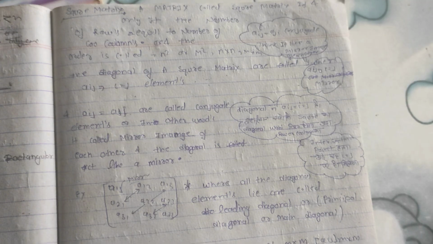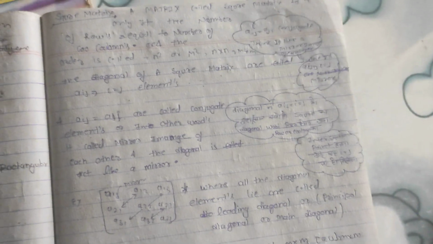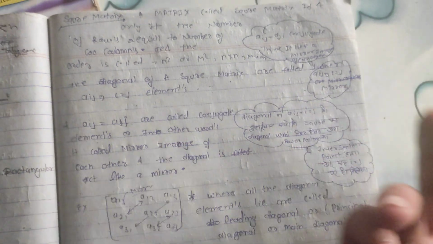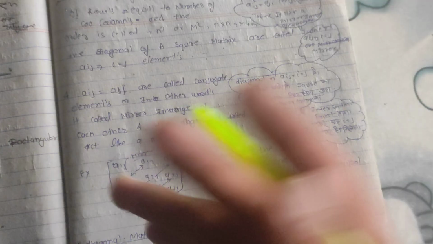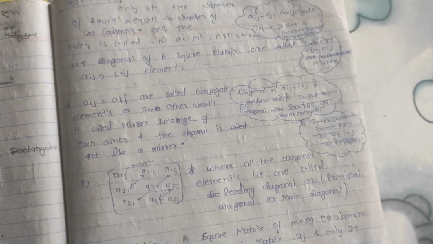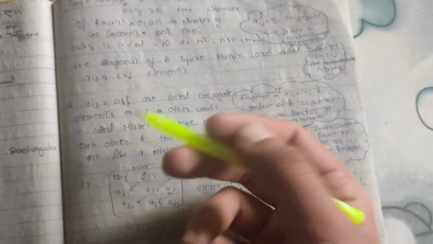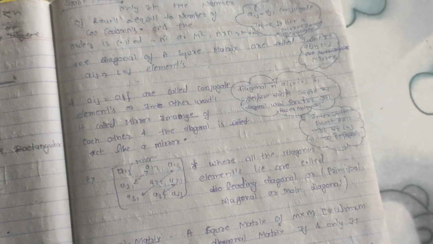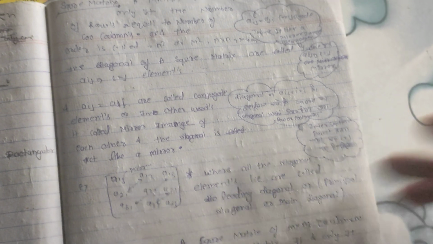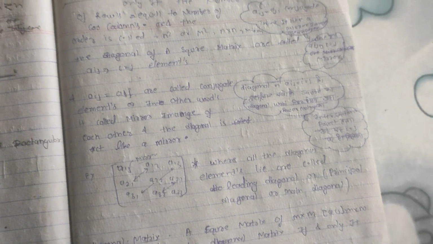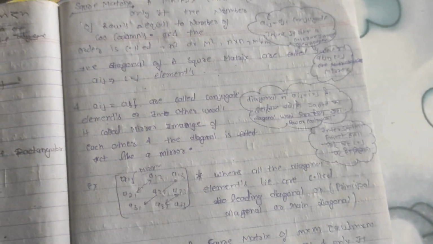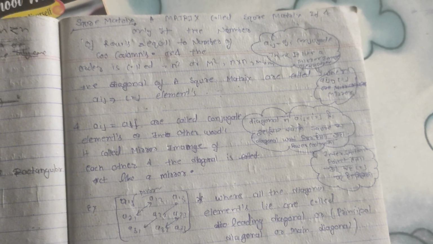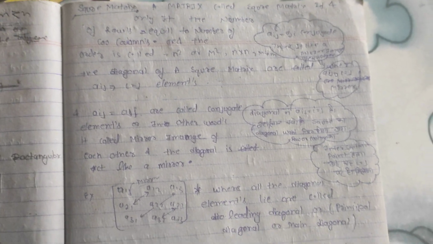Let's talk about the diagonal of a square matrix. The diagonal is where i is equal to j, that is, the elements whose row number equals the column number: a11, a22, a33 and so on. These are said to be the diagonal elements. Let's talk about the diagonal; here are some easy ways.